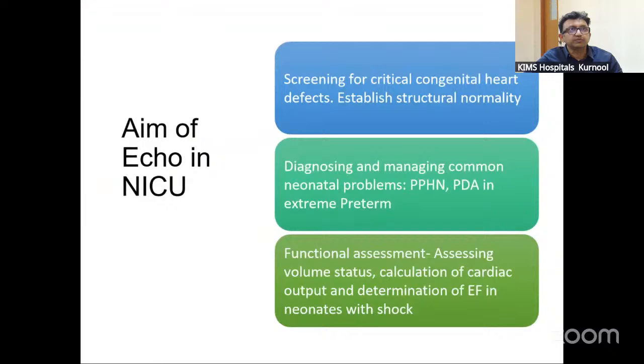The second foremost important thing is to diagnose and manage the common neonatal problems that we see in an ICU setup, like persistent pulmonary hypertension, to diagnose, manage and monitor PDA, and last but not least, the functional assessment of the heart, like assessing the volume status, calculation of cardiac output, and determination of ejection fraction in neonates with shock.